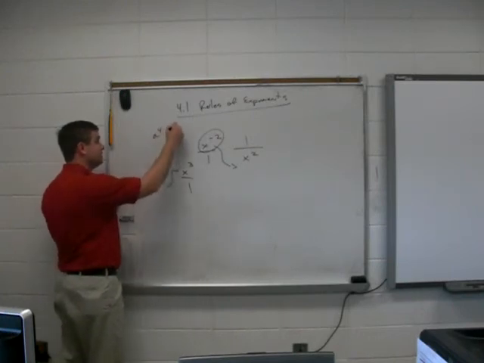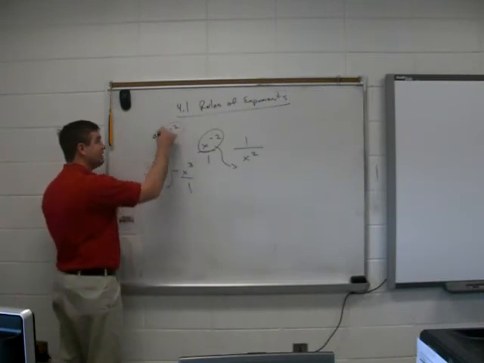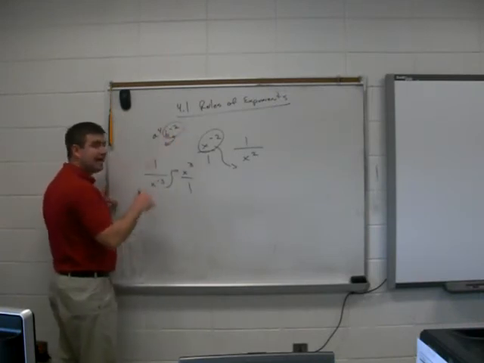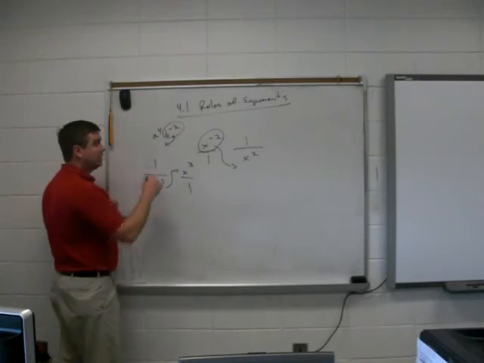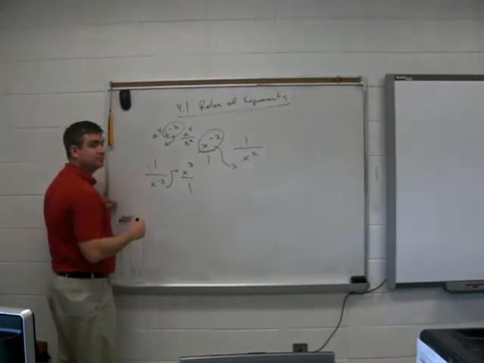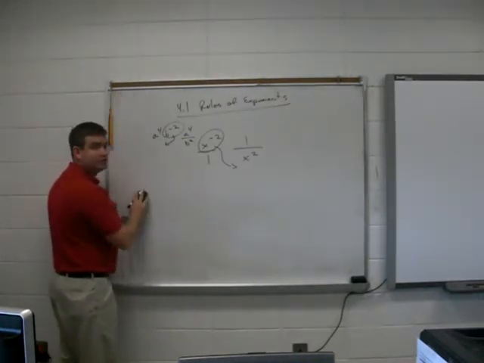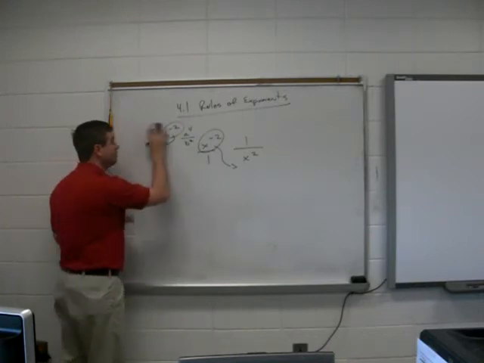Let's say your problem is this. A to the 4th, B to the negative 2. The only thing that comes down is that. That has to trade places. And so your answer would be A to the 4th over B squared, and you would be done. Questions? Any questions?